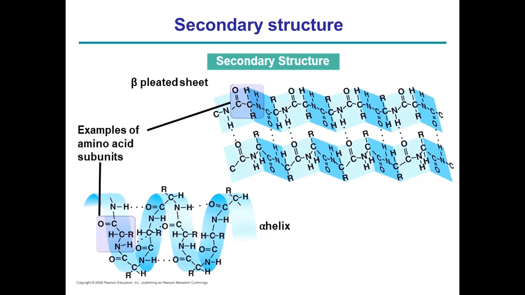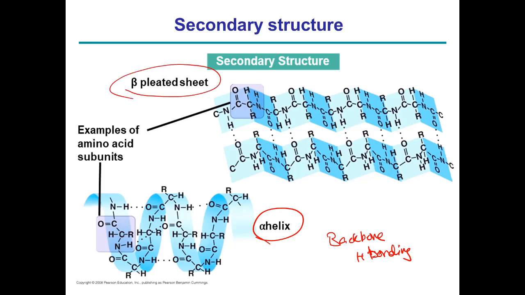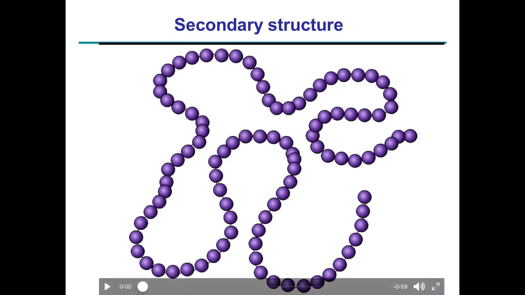The secondary structure is an outcome of the coils and folds resulting from the hydrogen bonds between the repeating constituents of the polypeptide backbone. Remember, the secondary structure is an outcome of the backbone hydrogen bonding. It can manifest itself as either an alpha helix or a beta pleated sheet between two chains that are running parallel to each other, or within a single chain that is being coiled up on itself.